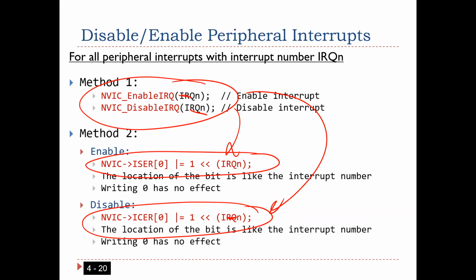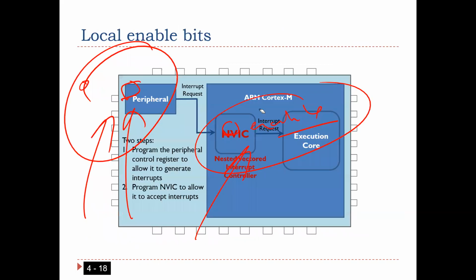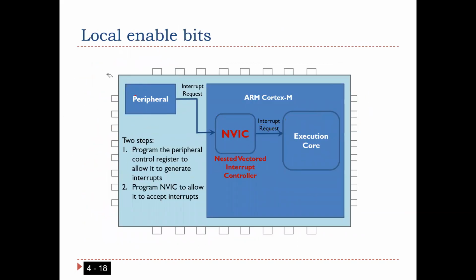So what I explain now, guys, is again, we have 1 bit here, 1 bit here, and 1 bit here. This is for 1 source, for 1 device, peripheral. Only one. So this is to enable or disable one source.